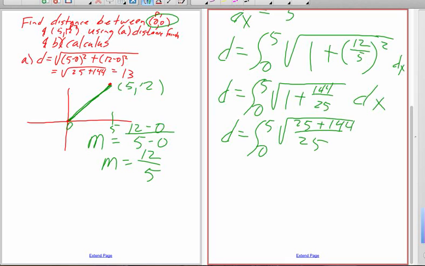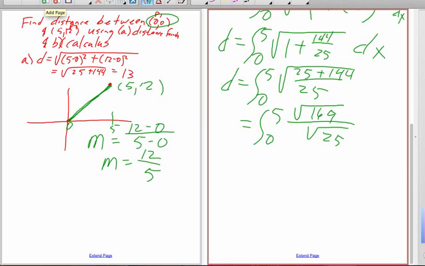Okay, so here's an important little rule to know. This is the same as the square root of 169 over the square root of 25. You can break up multiplication and division, which is going to equal the integral from 0 to 5 of 13 fifths dx, which is going to equal 13 fifths x, evaluated from 0 to 5.